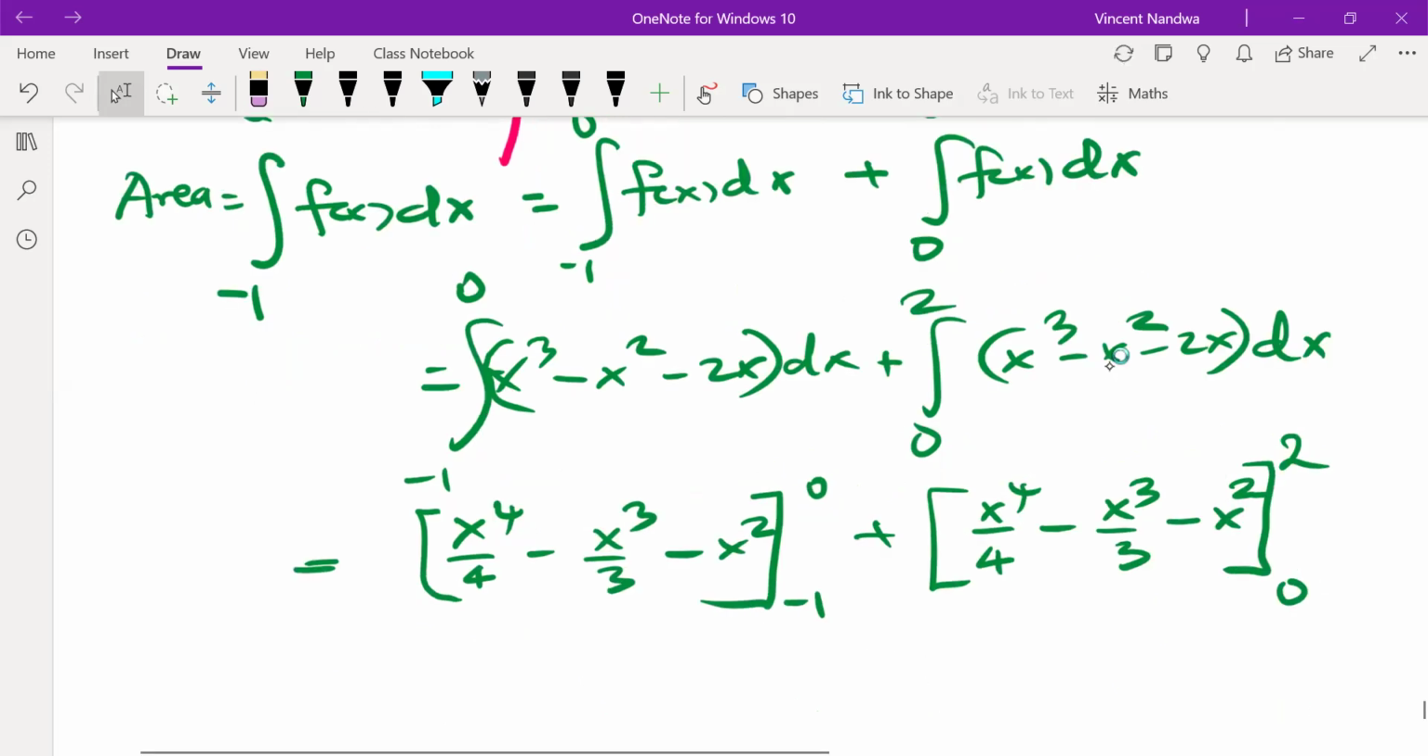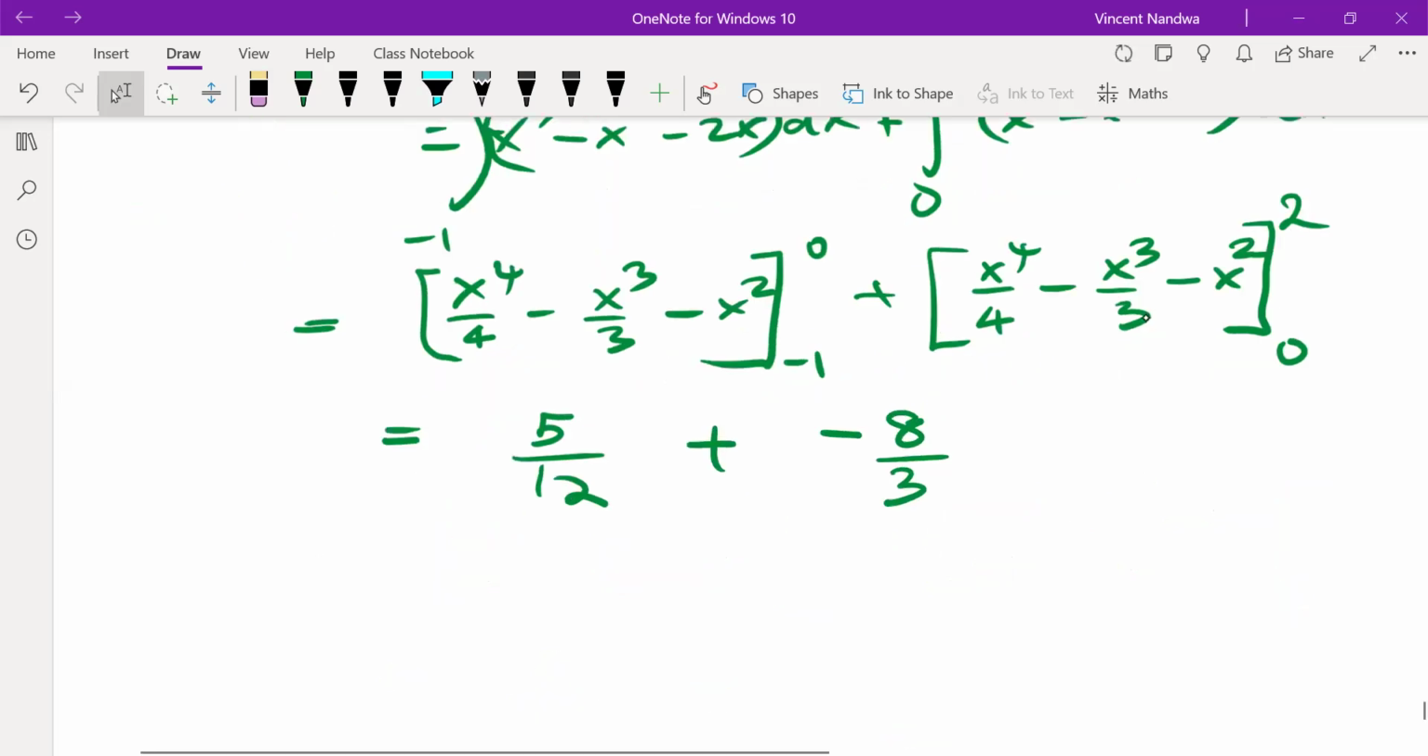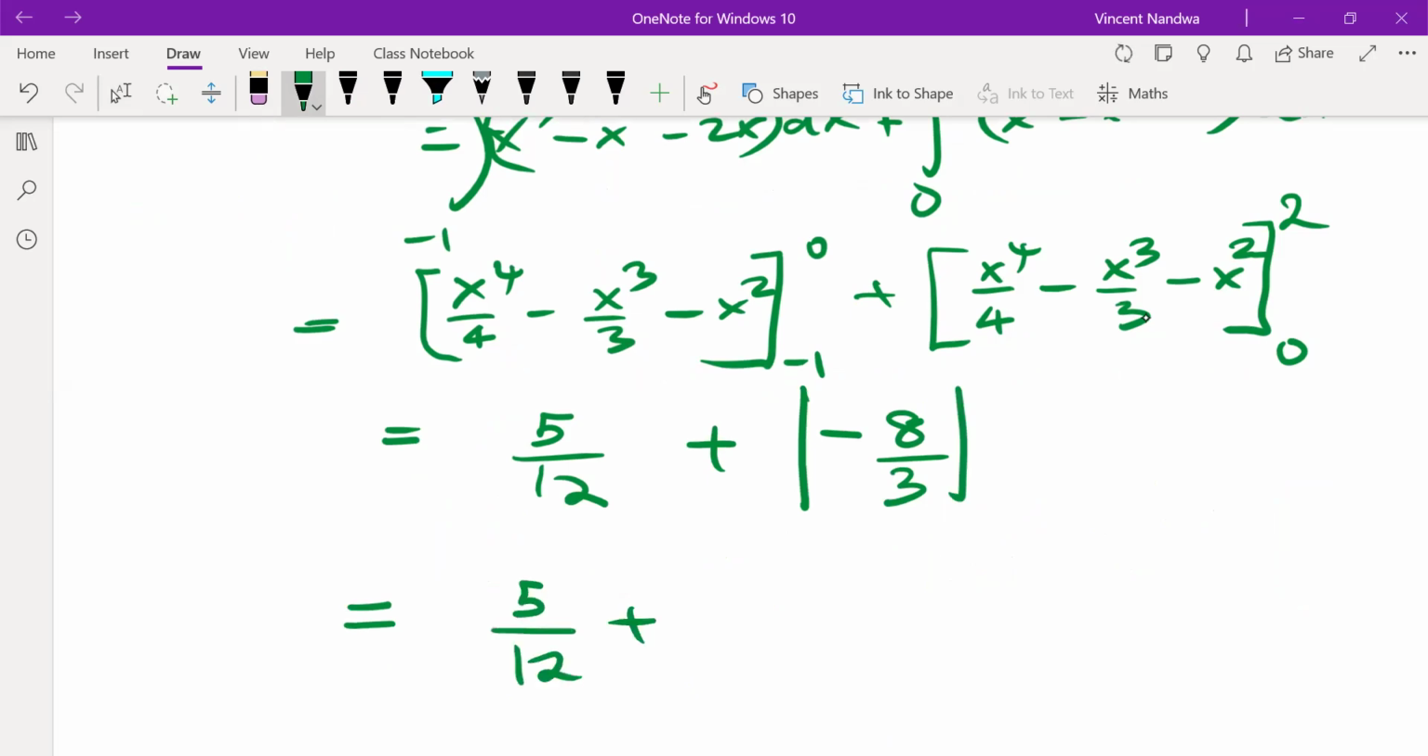So when you put in the limits, this first value will be 5 over 12. When you apply the limits, this one will be -8 over 3. But since we are interested in finding the area, this negative sign goes away, the area value is the absolute value of that answer. So you get the absolute value of this. So the answer will be 5 over 12 plus 8 over 3, which will give you 37 over 12.